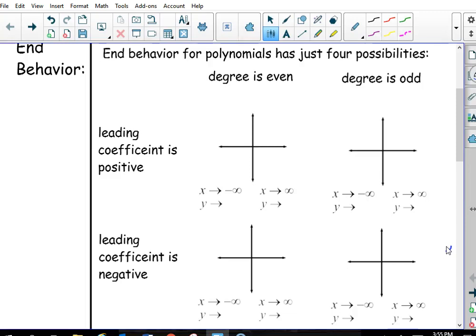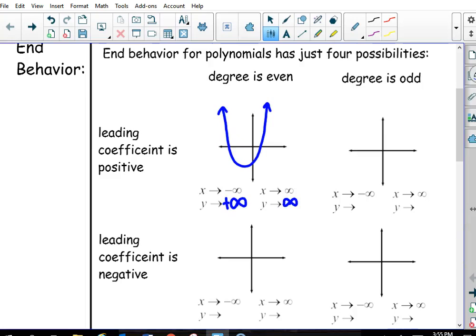So if the degree is even and our leading coefficient is positive, this is one example. It's just a quadratic that has a positive leading coefficient. A reminder, we have this terminology that talks about x getting very large negative. That means it's going to the left, so it's basically describing the left side arrow. Well, the left side arrow is going up to positive infinity. And with even degree, both end behaviors are the same, so the right-hand arrow is also going up to positive infinity.